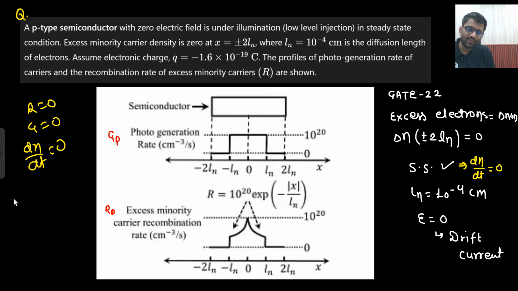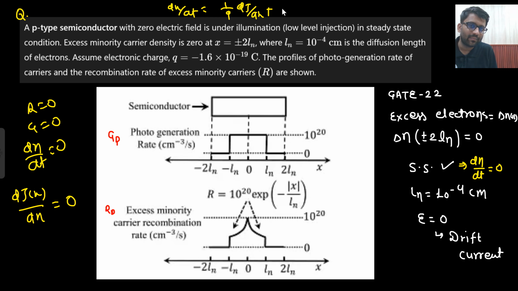So what is left? Only this thing is left. So what would that be equal to? That would also be equal to 0, because what is your continuity equation? Your continuity equation is dn by dt equals 1 by q dj by dx plus generation rate minus recombination rate. So this is gone, this is gone, this is gone. So dj by dx is equal to 0. When is it possible? When nx is linear.